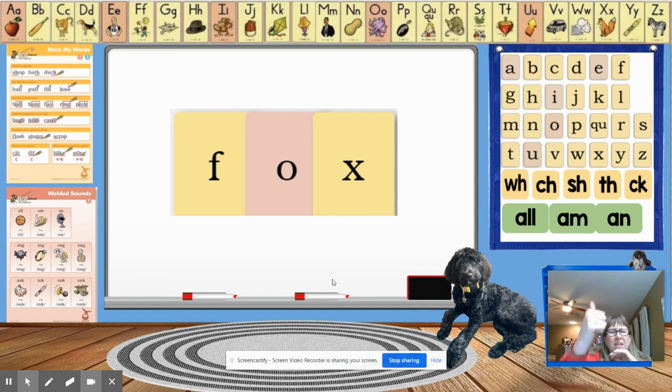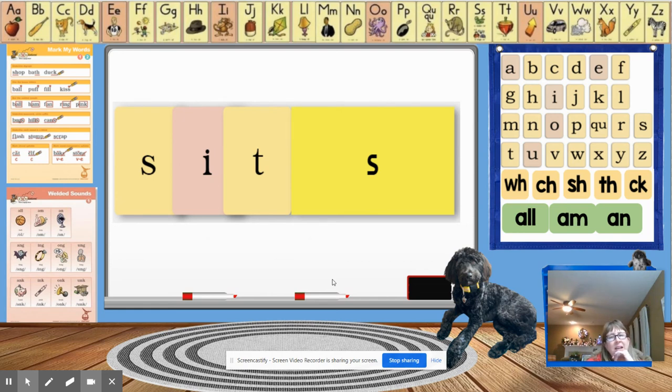The next word is sits. Sits. Is that a suffix S or no? 1, 2, 3. Yeah, sits. The base word is sit. Let's tap out the base word sit. It. Spell it. Then give your teacher a thumbs up. Let's see how you spelled sits. S-I-T-S. Great job.